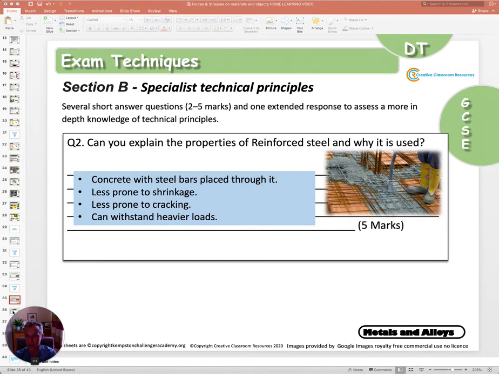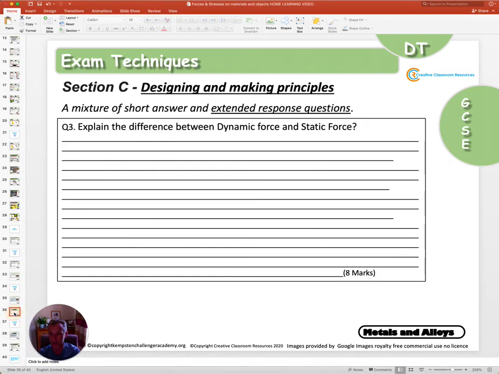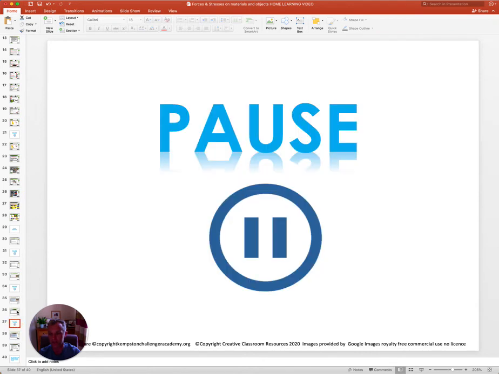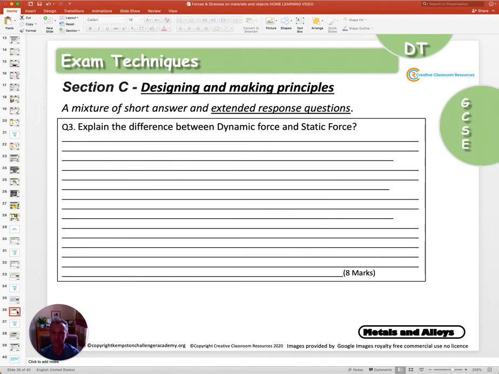Okay, and then the longer question. This is what we call the Section C question. Explain the difference between a dynamic force and a static force. A little bit tricky. Again, you can pause here and have a go at that. So explain the difference between a dynamic force and a static force, and there are 8 marks here, and they're really looking for a good explanation with some key words.